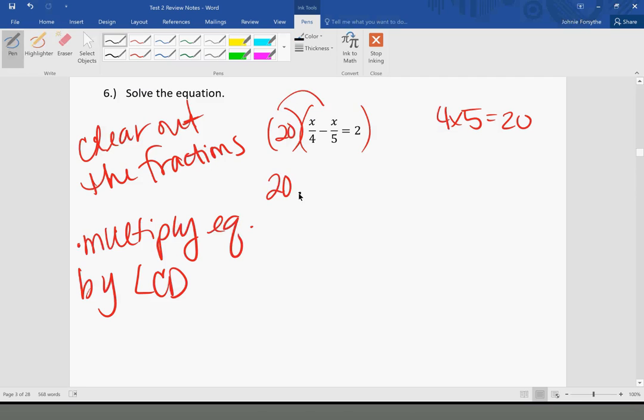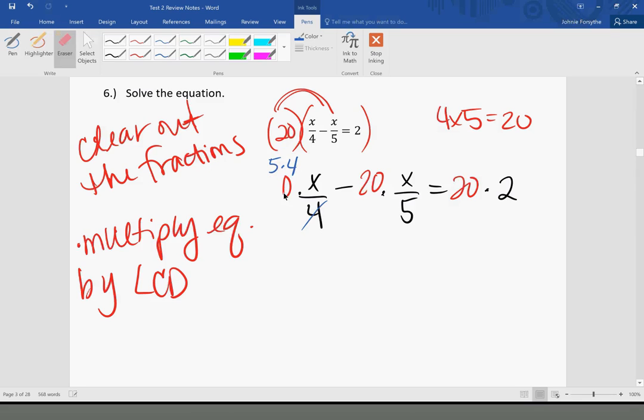So I have 20 times x over 4 minus 20 times x over 5 equals 20 times 2. So now I have 20 times x over 5. I can actually simplify 20 over 4. So 20 and 4 have a common factor of 4. Okay? 20 is the same thing as 5 times 4. And as you can see here, these 4s cancel out. So all I'll have left is 5 times x, which is 5x.